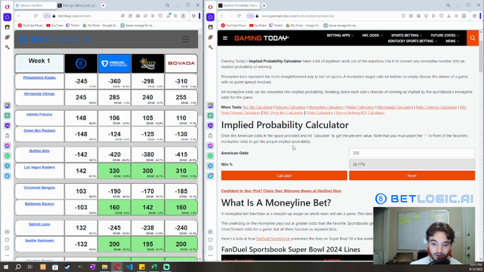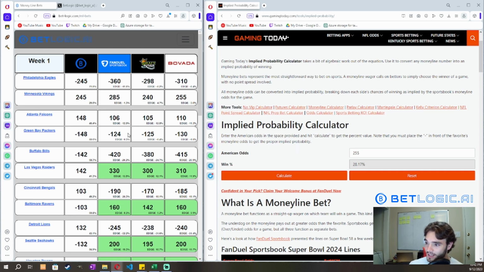Using this implied probability calculator, now, regardless of whether you're going to use this tool or not, understanding how implied probabilities work is something that will improve your ability to sports bet drastically, just to understand what these odds mean. But using this implied probability calculator here, we can calculate what percent chance a team needs of winning in order for a bet to be profitable. And you can compare this number to our model's percent chance of winning in order to find out whether a bet is mathematically profitable according to our model.